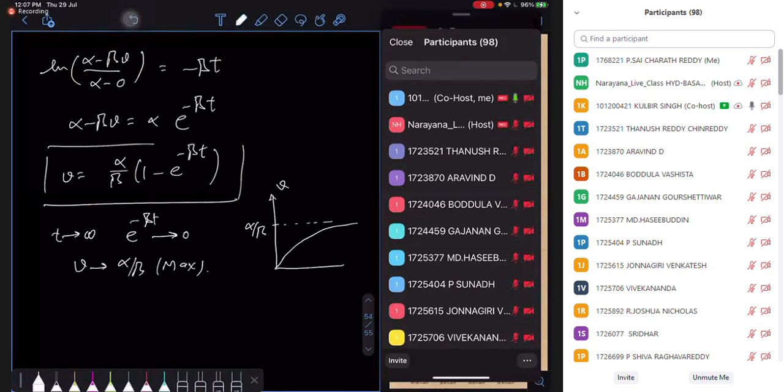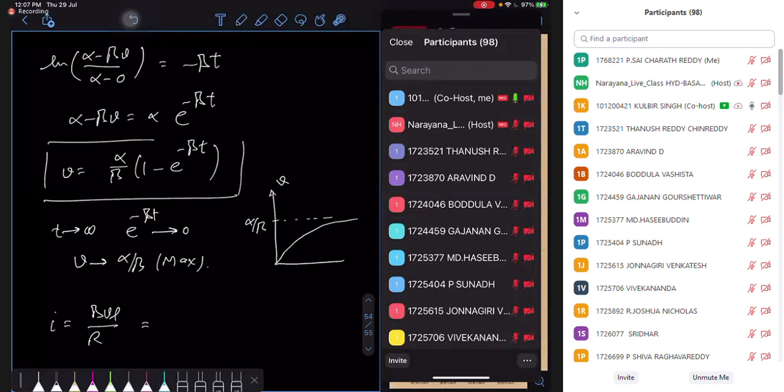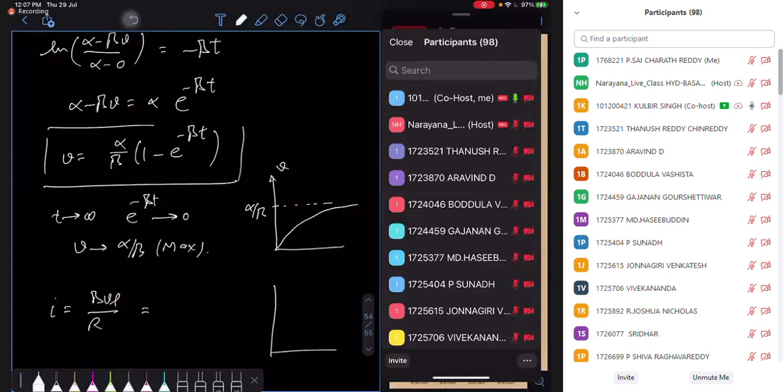So what happened to the other parameters, like current? My current also depends upon the velocity. This was BVL by R. So if my velocity is approaching exponentially, your current also has the same variation. Similar nature, directly proportional. So my current also approaches exponentially, and it is going to reach a maximum current.